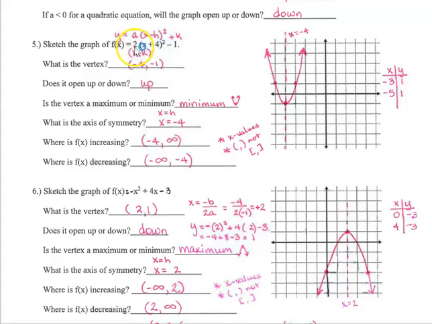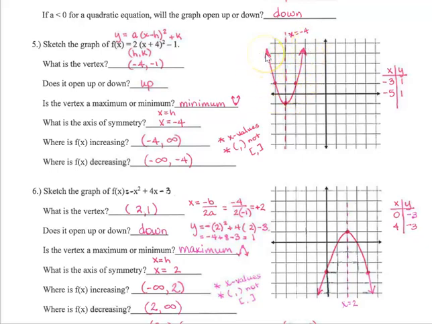Because my leading coefficient is a positive 2, I know it's going to open up, and that means it's going to have a minimum at that vertex. So if we started sketching that, we know that we have the vertex at negative 4, negative 1, and that's going to open up.